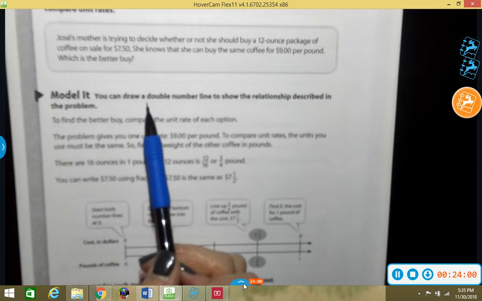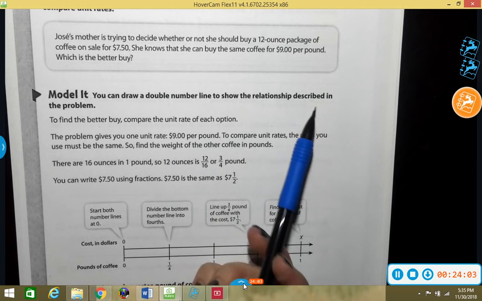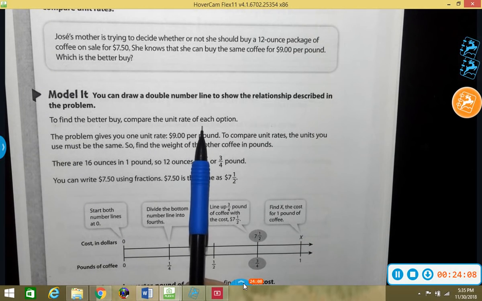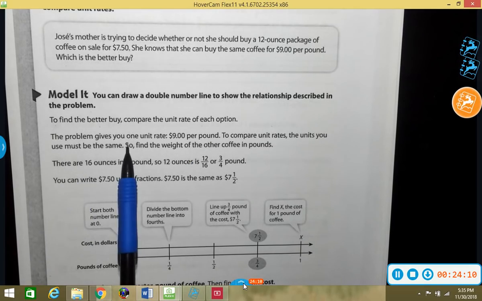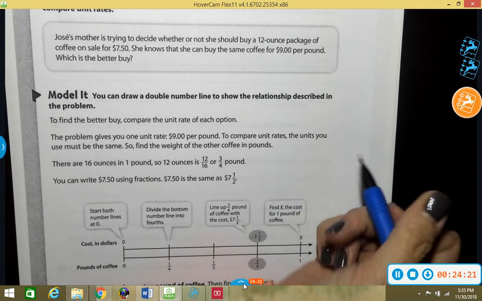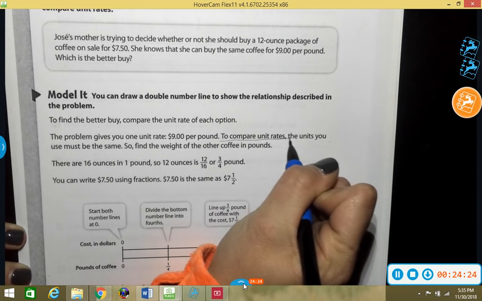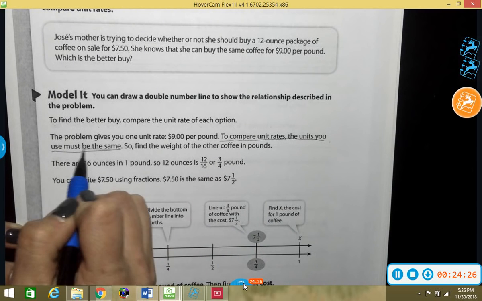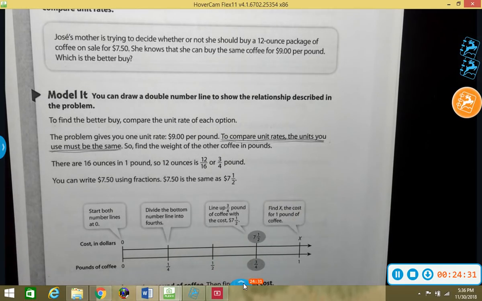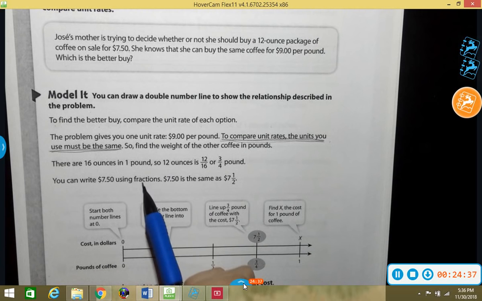You can draw a double number line to show the relationship described in the problem. To find the better buy, compare the unit rate of each option. The problem gives you 1 unit rate. So it already has given you 1 unit rate. You only have to find the other one. To compare the unit rates, the units you use must be the same. Underline that. That is huge. Underline that. That is where they're going to get you on TCAP. They are going to make it where the units aren't the same. And that's what this problem does.